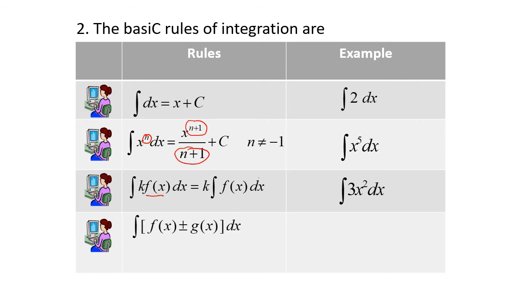Next, the integration of the bracket f(x) plus or minus g(x) dx. In this case, there are two functions, which are f(x) and g(x), and the operation here is either subtraction or addition. Okay, this is the example: the integration of 3x squared plus 6x dx.